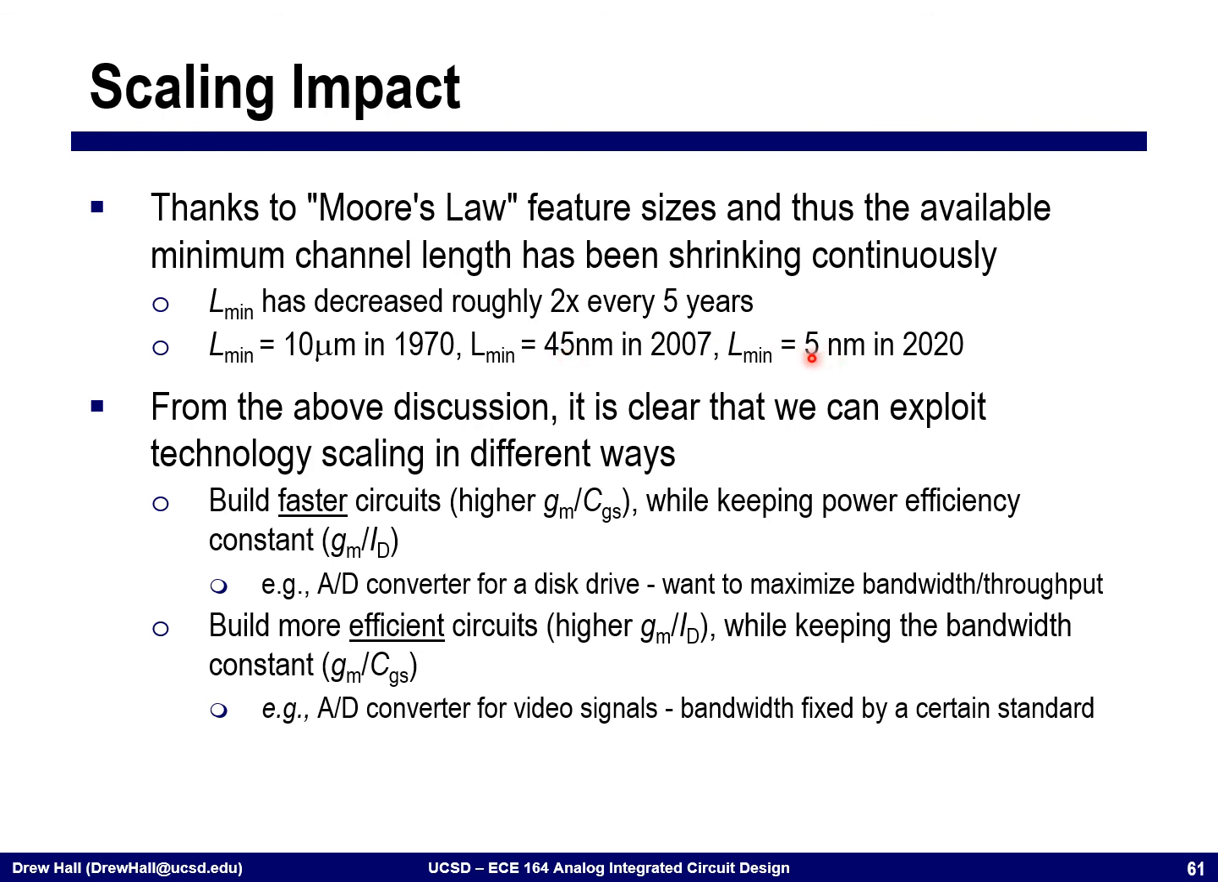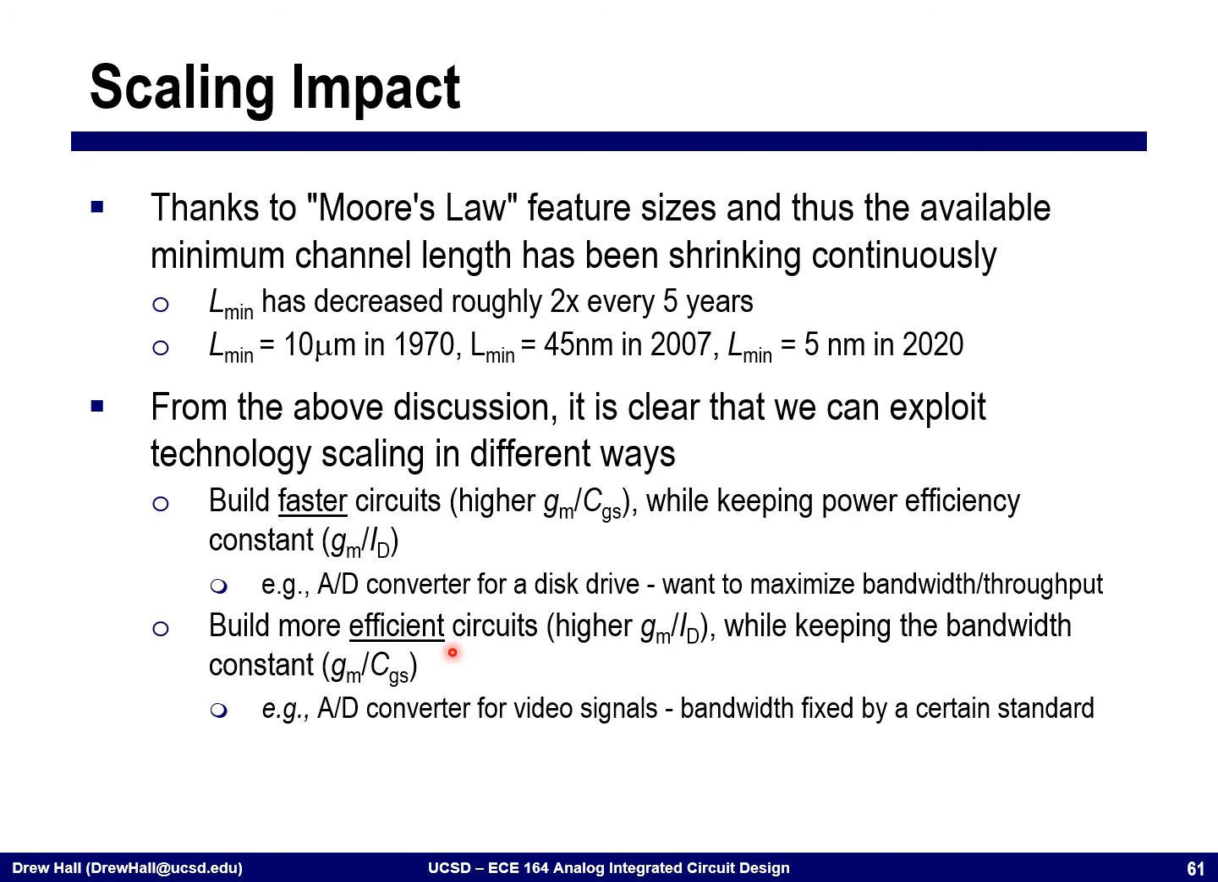In 2020, right now, we're currently designing and fabricating circuits in 5 nanometers. And so we've continued to decrease the channel length very strongly as a function of time. And what we see is that we can exploit the technology in various different ways. If I want to build faster circuits, I can keep the power efficiency constant. This lets me get to higher performance. Things like spinning disk drives, where we want to spin the disk drive faster and faster. We want to maximize the bandwidth or the throughput, but we want to keep the power efficiency constant.